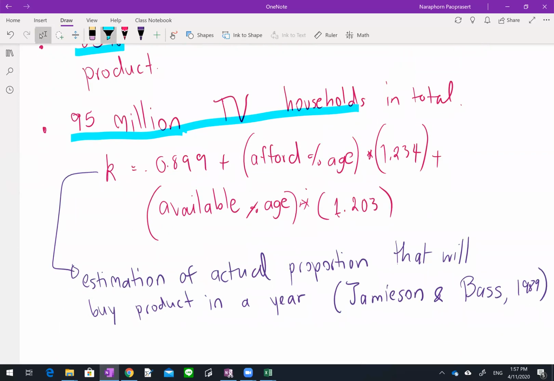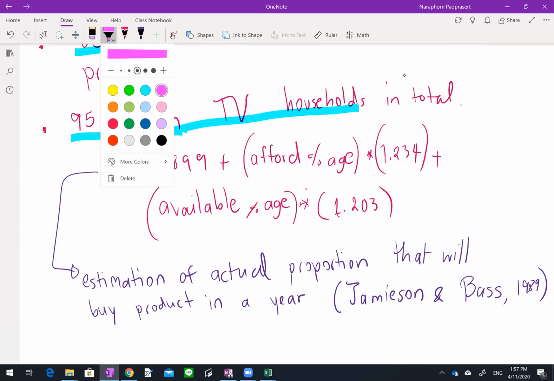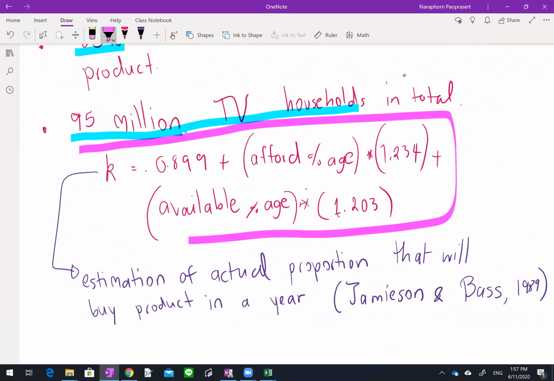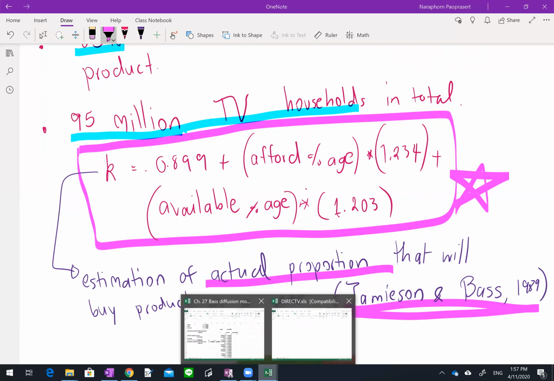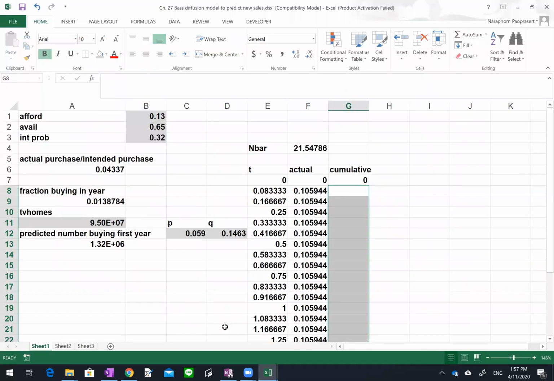And this is really interesting. They have estimated a parameter K, and this K actually came from the literature. I didn't come up with it on my own, I just use it from the book. This is the estimation of the actual proportion that will actually buy the product in a year. This estimation is really interesting because you can use it to estimate the number of customers who are really going to buy your product. So by knowing this, let's go into the Excel sheet.